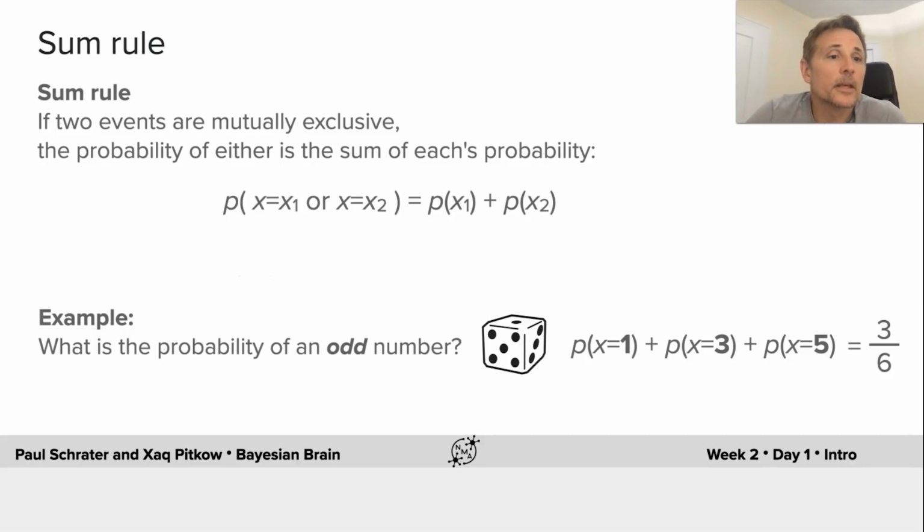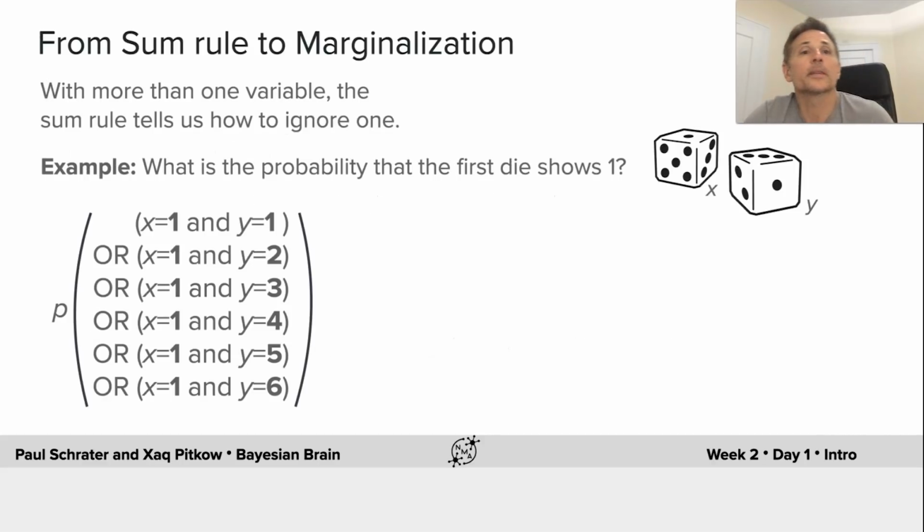The sum rule tells us what we should do in order to compute the probability of ORs. As an example, what's the probability of an odd number occurring? That's the probability of x equal to 1, plus x equal to 3, plus x equal to 5, which is 3/6. The interesting thing about the sum rule is that we can use it to understand how to ignore one variable in a collection of random variables by ORing over all of the values of the variable we are not interested in. As an example, what's the probability that the first die shows 1, not caring about the second die?